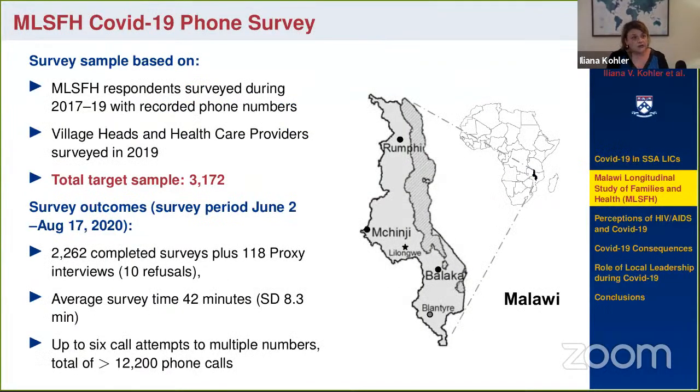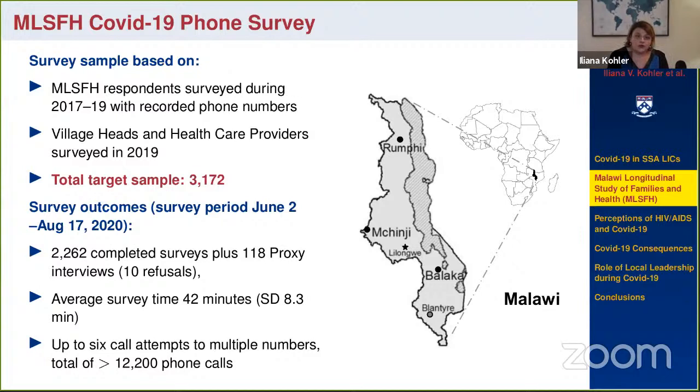So for our study, we used the data from the COVID-19 phone survey, which was conducted as part of the Malawi Longitudinal Study of Families and Health. The survey was conducted during the period June 2nd to August 17, 2020. We had a total target sample of roughly 3,000 individuals, and the eligible respondents were MLSFH respondents who were last surveyed in 2017, 18, and 19, and for whom we had recorded phone numbers. We also included interviews with village heads and healthcare providers who were last surveyed in 2019. We successfully completed 2,262 surveys with a couple of proxy interviews.